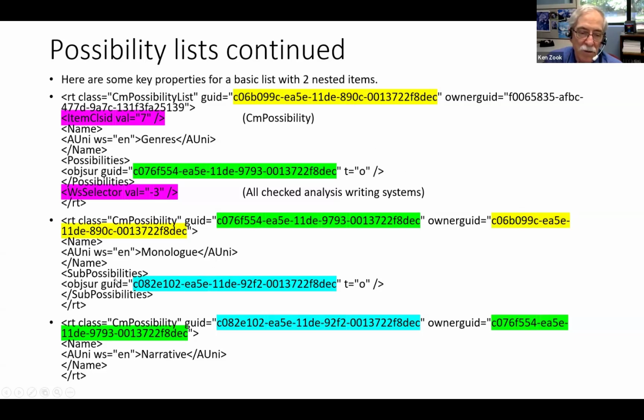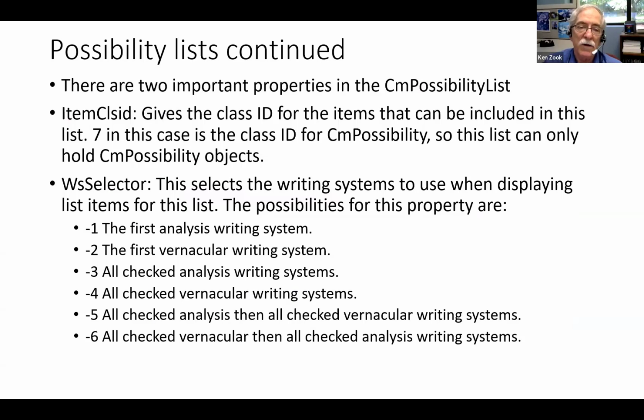And then this possibility has sub-possibilities. And this would be a reference here to that, which is also owning, and goes to this one here called narrative. And it again has a reference back up to the owning GUID. So these two purple elements are explained here.